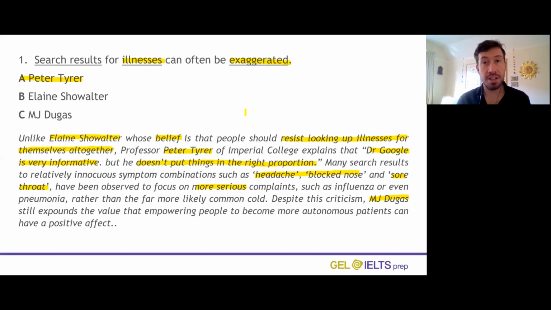But let's look at MJ Dugas anyway, just to check that we've got them all correct. So MJ Dugas still expounds the value that empowering people to become more autonomous patients can have a positive effect. So he thinks people should look up their symptoms. He's saying, yeah, it's a good thing, it empowers people. So definitely Peter Tyra is the correct answer here. And that's how you would use scanning to answer these matching features questions.